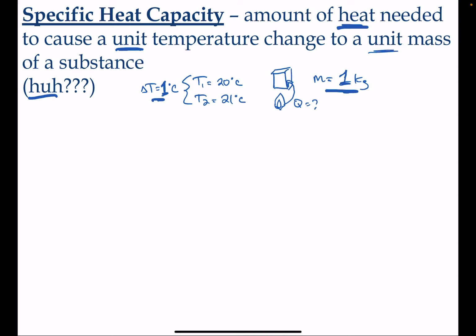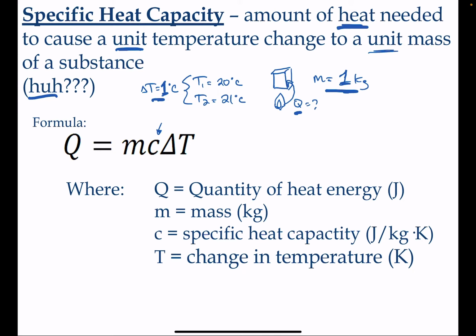So gold, for example, has one quantity of heat. Iron has some different quantity of heat. Water has a different quantity of heat. We can use this equation to figure it out, but this C value right in here is the number that is specific to every substance. Okay, so when we have this equation, Q is quantity of heat energy.